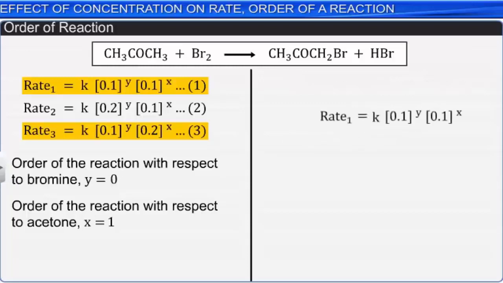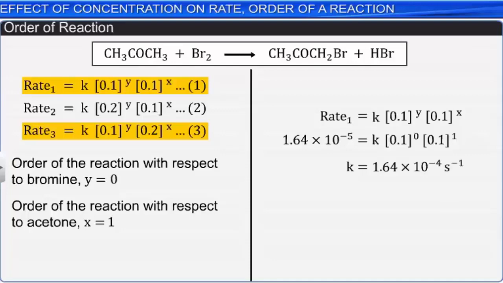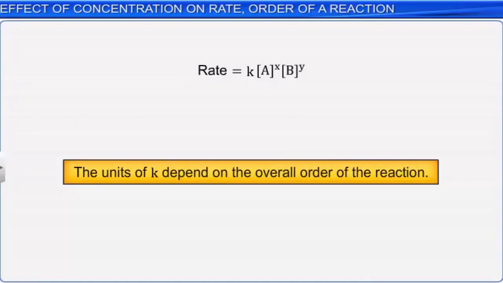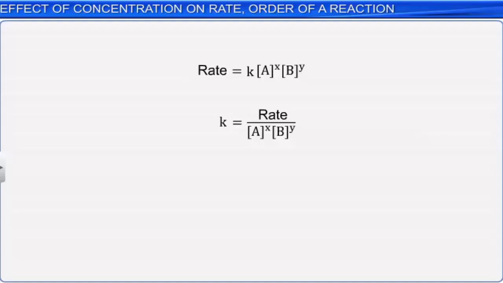We can calculate the value of K by substituting Y and X in any one of the three equations as shown. Therefore, we get the value of K as 1.64 multiplied by 10 raised to the power of -4 per second. The units of K depend on the overall order of the reaction. If we rearrange the rate equation for K in a generic reaction, we get K is equal to rate divided by the concentration of A to the power X multiplied by the concentration of B to the power Y.